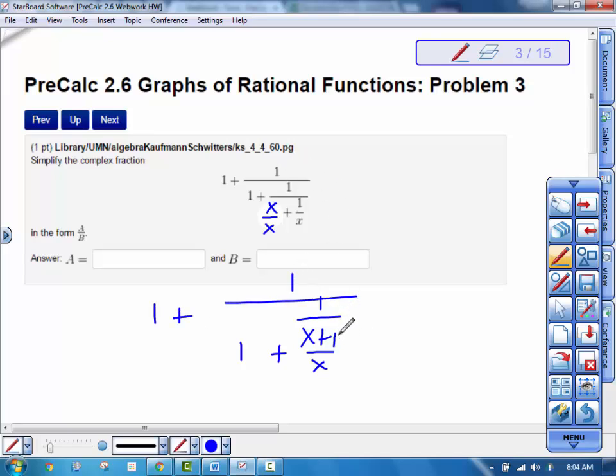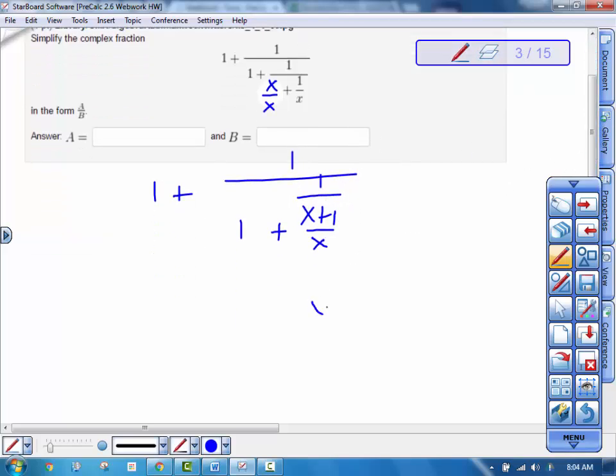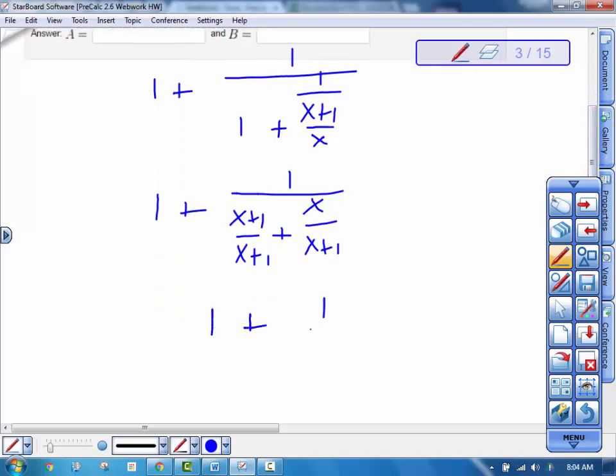So still pretty complicated here, but instead of dividing by this fraction, I can multiply by the reciprocal, so I can flop this and make it x over x plus 1, then multiplied by the reciprocal. And then do the same thing here. I can make this 1 into x plus 1 over x plus 1. And this turns into then 1 plus 1 over, this would be 2x plus 1 over x plus 1.